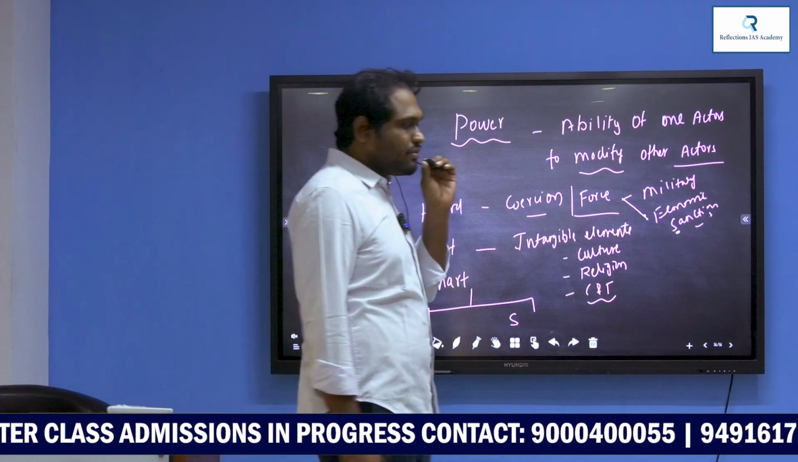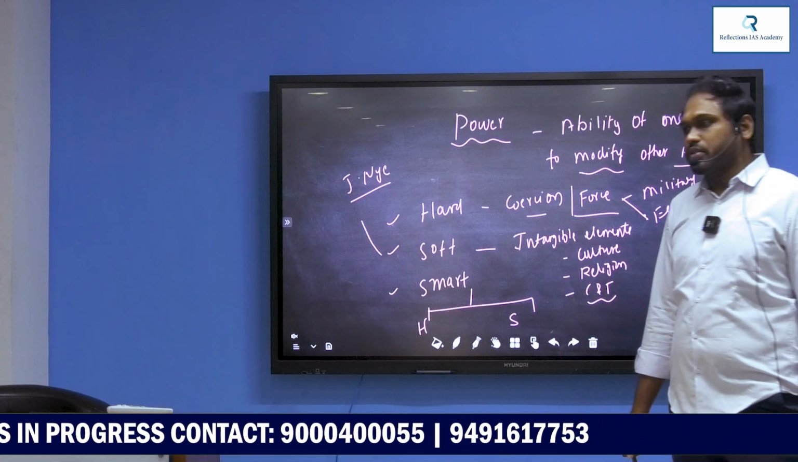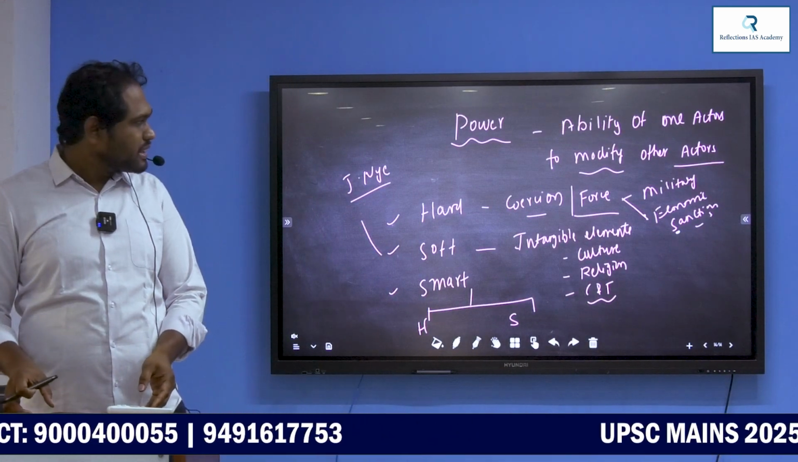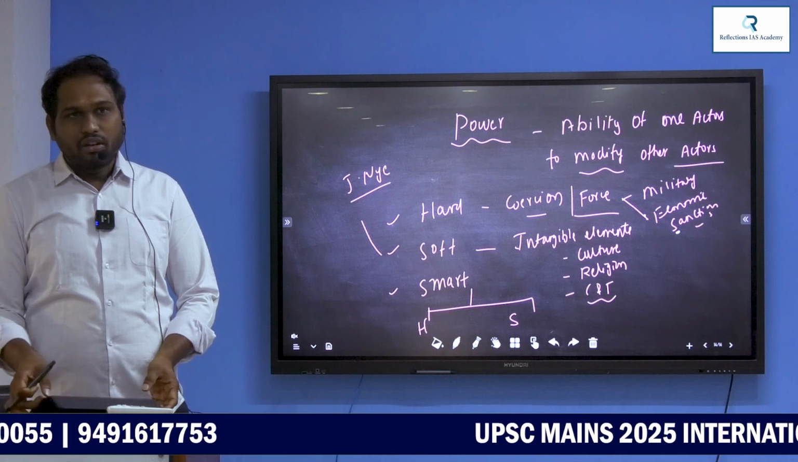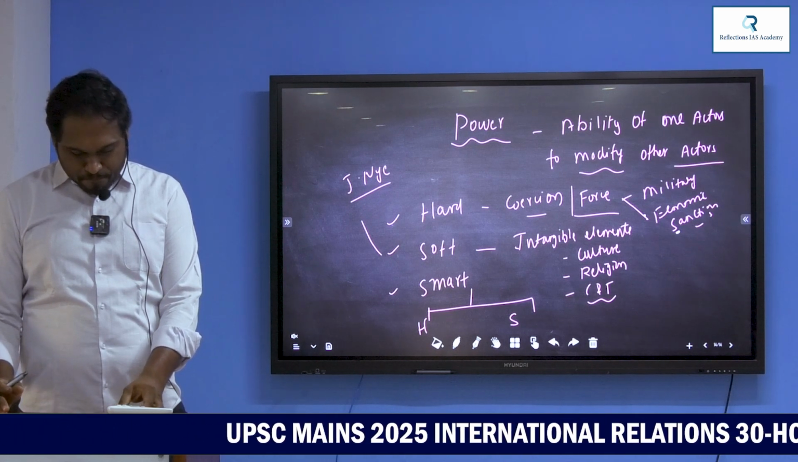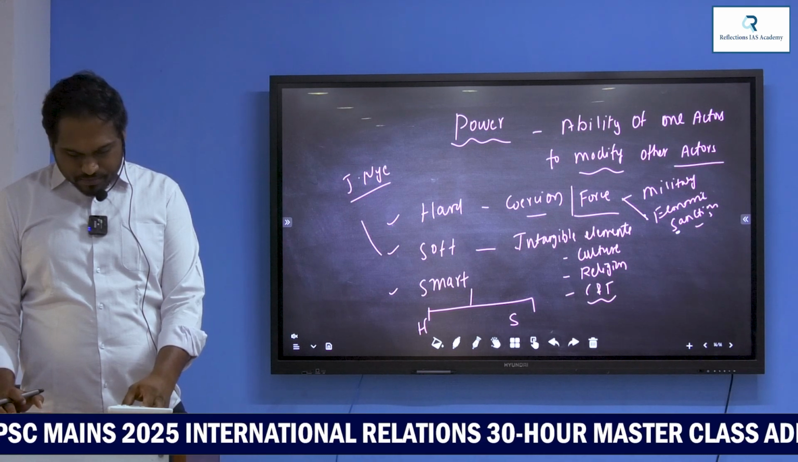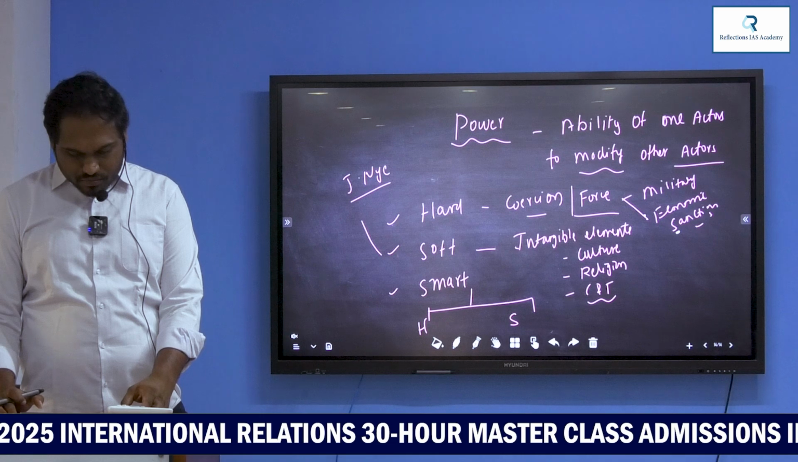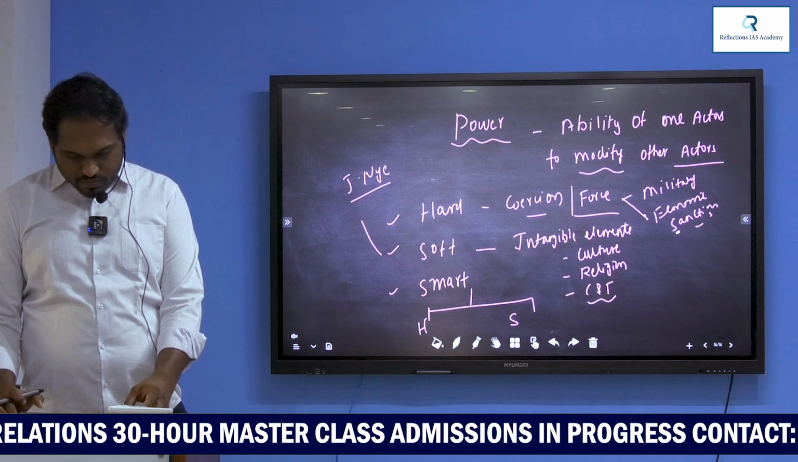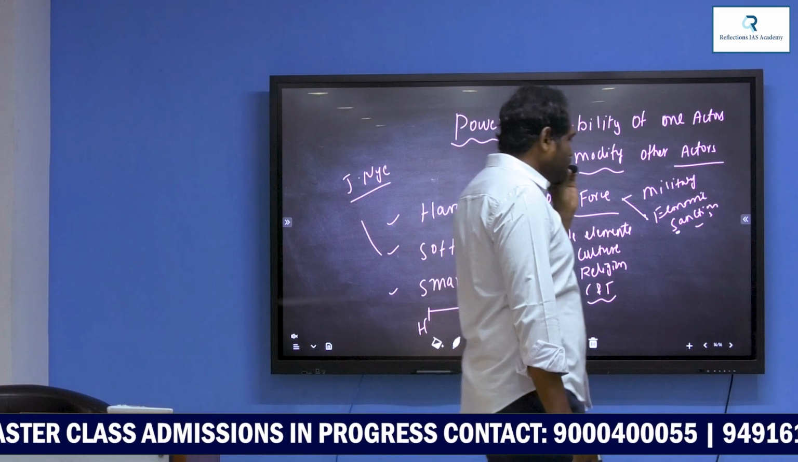So these are the different types of power we have: hard power, soft power, and smart power. Any doubt on the things that we have discussed until now? The concepts that we have discussed until now? This is the concept of power.